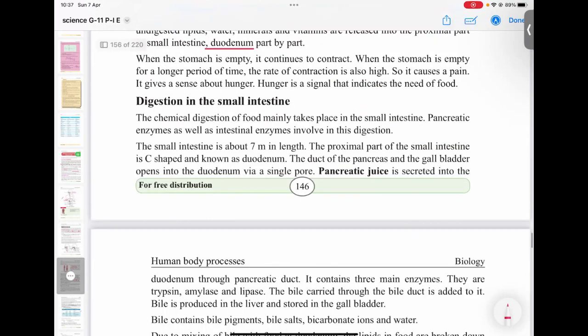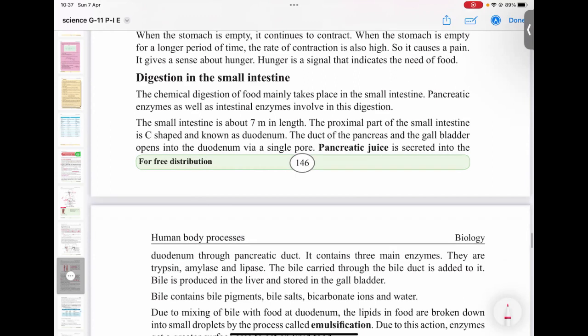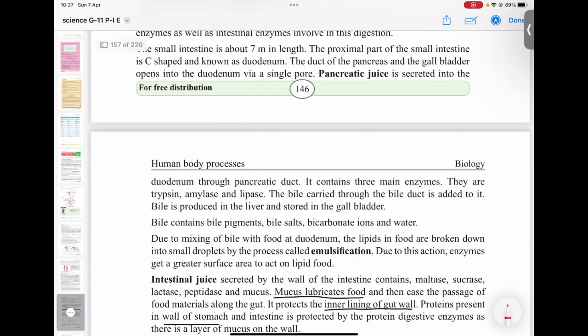Right. Now, the duct of the pancreas, and the gallbladder, which is also a gland close to the liver, will store bile. But who will produce bile? Bile will be produced by the liver, stored by the gallbladder. Okay, and it will be released into the duodenum. Bile is very important for the digestion of lipids. We will see why.